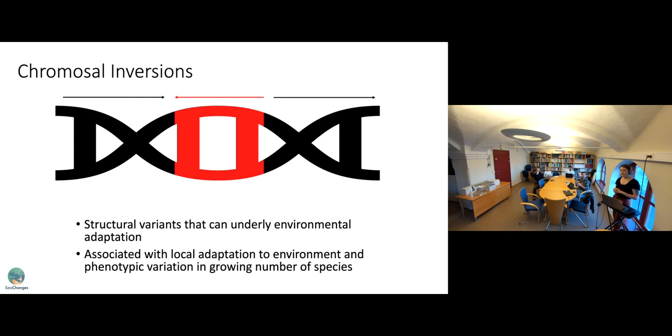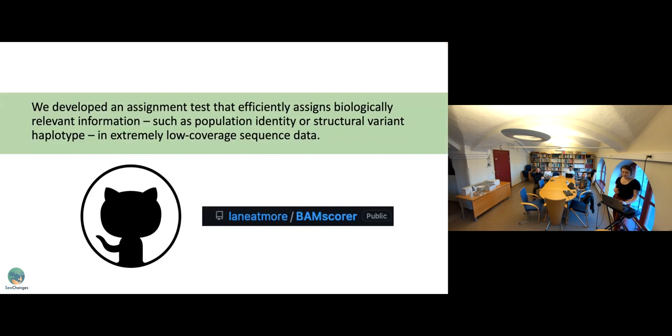So for example, the impetus for this was variation in Atlantic cod, which have been shown to have several very large inversions that are associated with adaptations to different marine environments, as well as migratory or non-migratory behavior. So we developed this assignment test that can assign biologically relevant information like these structural variant haplotypes in extremely low coverage sequence data. And this is now freely available.